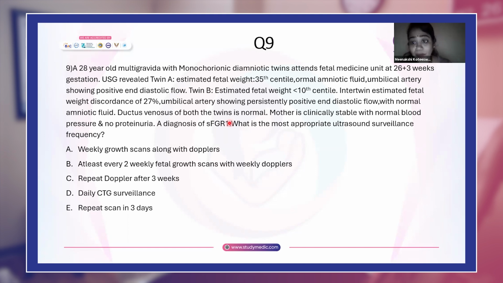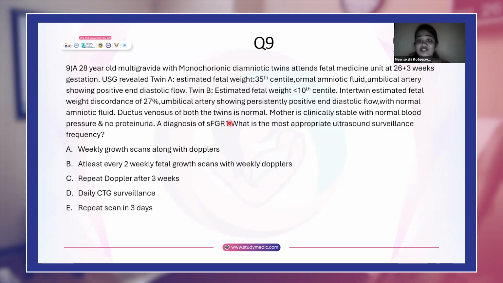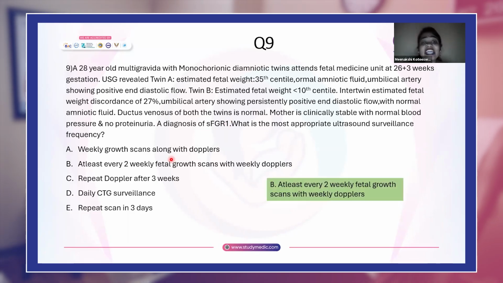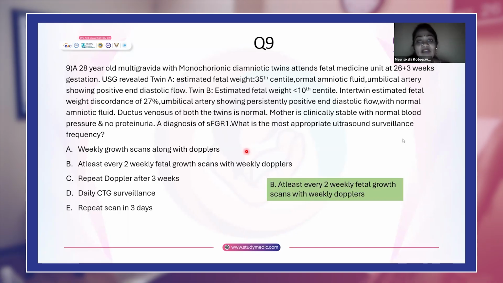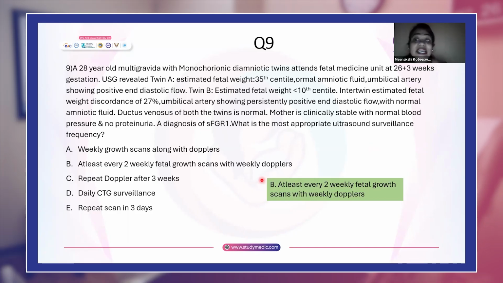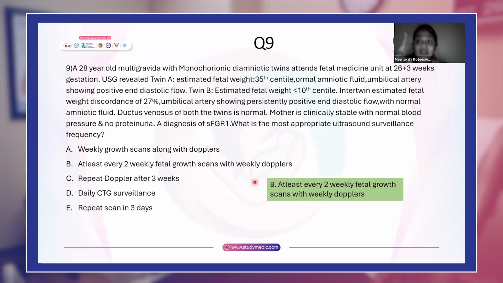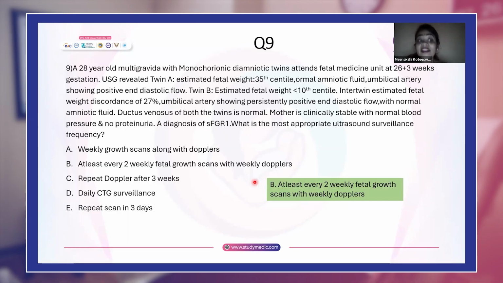What is the most appropriate ultrasound surveillance? So you know that when there's positive diastolic velocities, you come under type 1. If it's absent or reverse, that comes under SFGR2. So whether you'll do weekly growth scans with Dopplers, weekly growth scans is not required. Okay, when you have to monitor the growth, at least they should be spaced at 15 days. So at least every 2 weekly fetal growth scans with the weekly Dopplers. Okay, please understand the difference here. The growth scan would be done every 2 weeks, but the Dopplers need to be done weekly. The Doppler assessment would be done weekly.